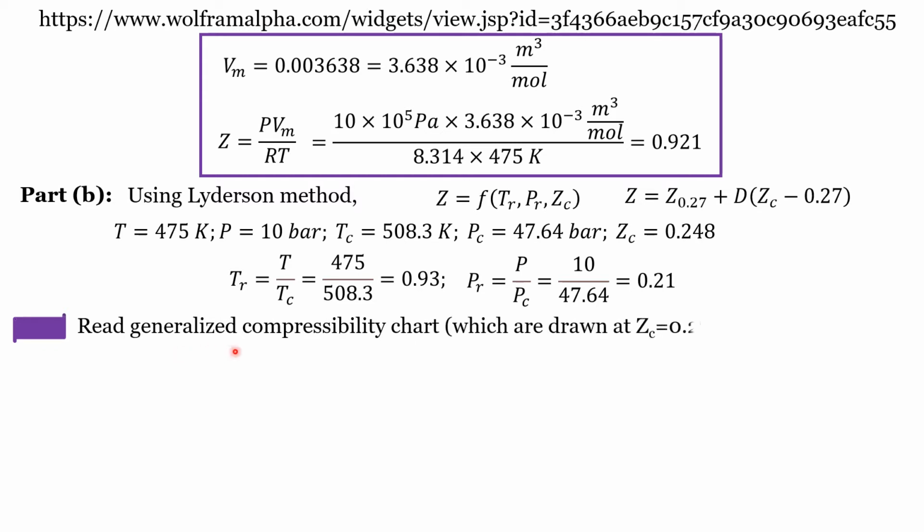So we need to read the compressibility chart drawn at Zc equal to 0.27 using the Tr and Pr values. We get Z⁰·²⁷ equal to 0.89 and deviation factor equal to 0.27. Now substitute all values into this formula.